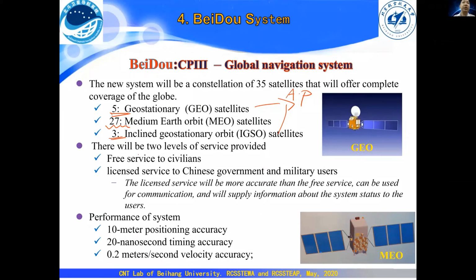There are 2 services: the licensed service mainly for military and the free service for civilian users. And it provides about 10-meter accuracy, 20 nanoseconds time accuracy, and 0.2 meter per second velocity accuracy.